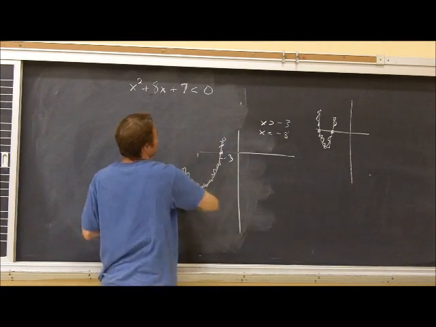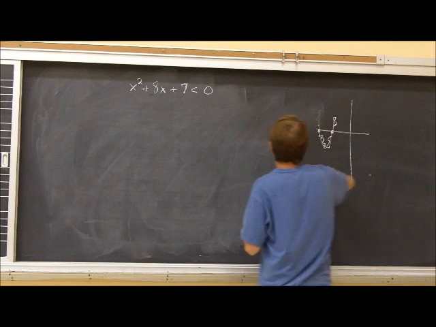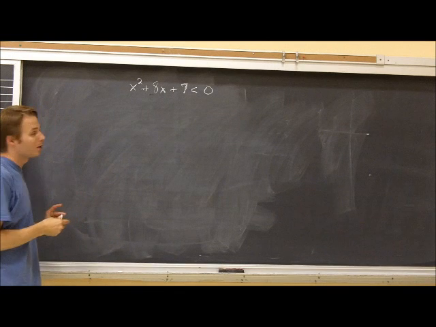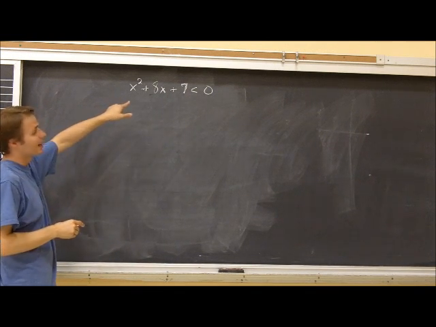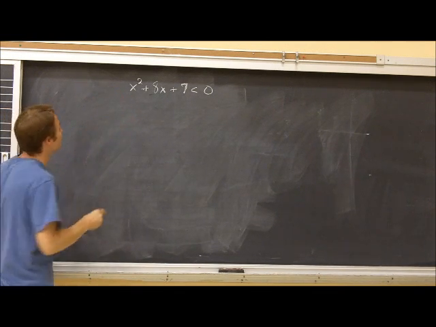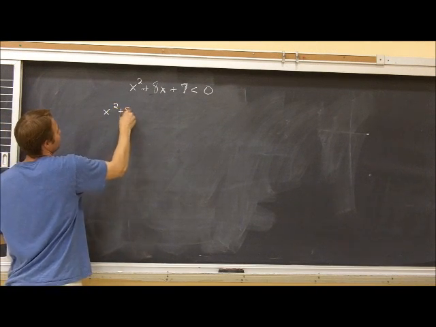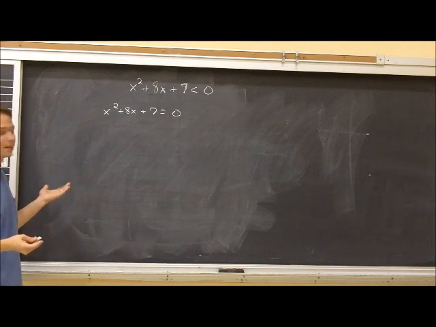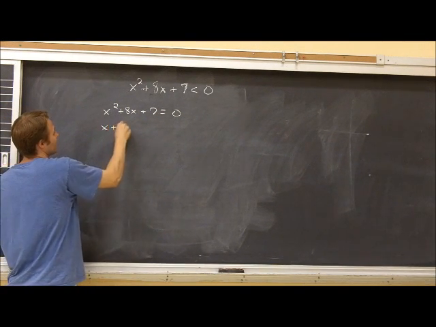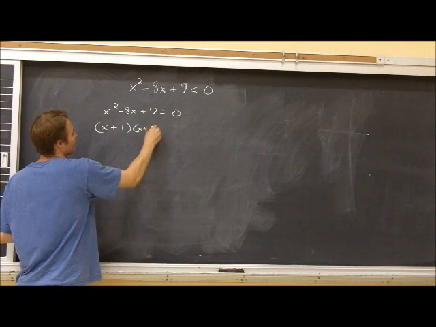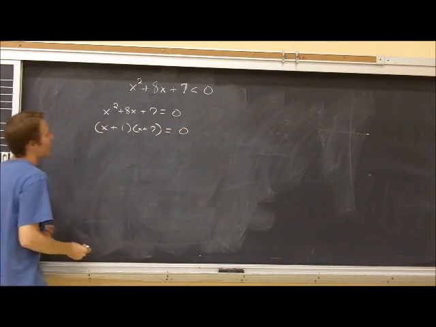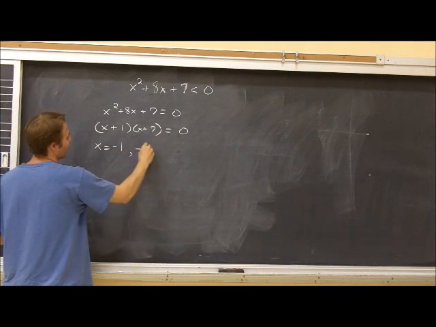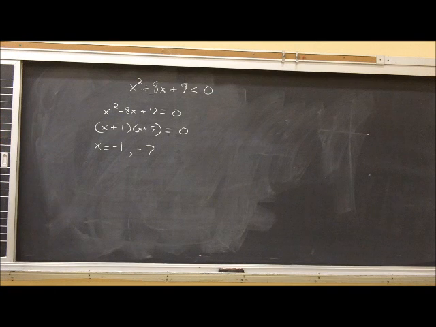So I'm going to take this inequality here, x squared plus 8x plus 7 is less than 0. I want to find out where x squared plus 8x plus 7 equals 0. So if I set that up, well, I know how to solve this from past lectures, right? We could factor this into x plus 1 times x plus 7. And on this particular function, it looks like it equals 0 when x equals negative 1 and x equals negative 7.